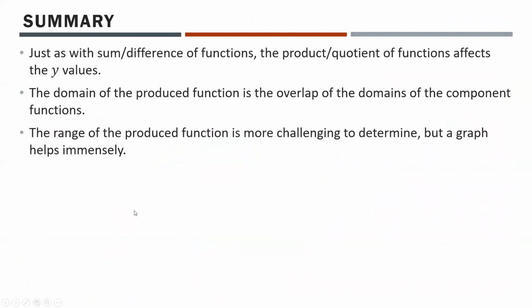So here's a summary. Just as with sum/difference of functions, the product or quotient of functions affects the y values. The domain of the produced function is the overlap of the domains of the component functions, just like it was before. So look for the overlap. If there was one that was restricted, you have to take account of that. And then the range of the produced function is more challenging to determine, but a graph helps immensely. So just watch that very carefully.